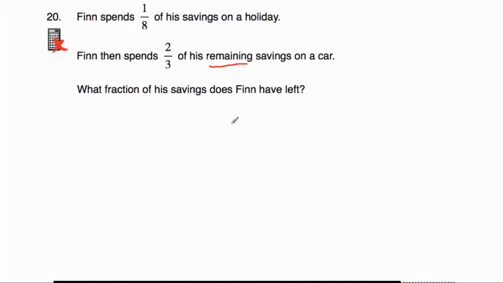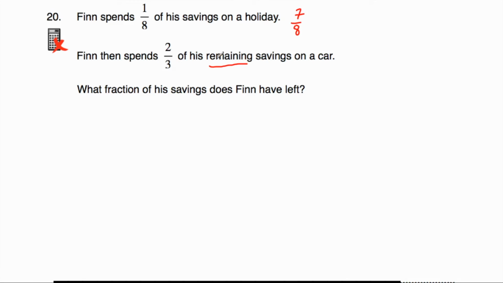So to begin with, he's got all his savings. He's got a whole. And then he spends 1/8 of them on a holiday. So after he spends 1/8 of his savings on a holiday, he'd be left with 7/8 of the savings that he started with. He then spends 2/3 of this remaining savings on a car. And then we were asked, what fraction of his savings does he have left?